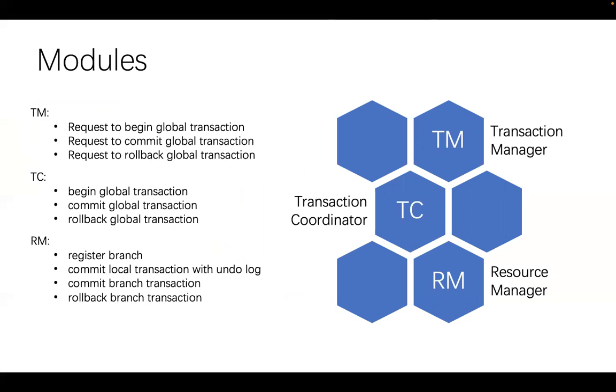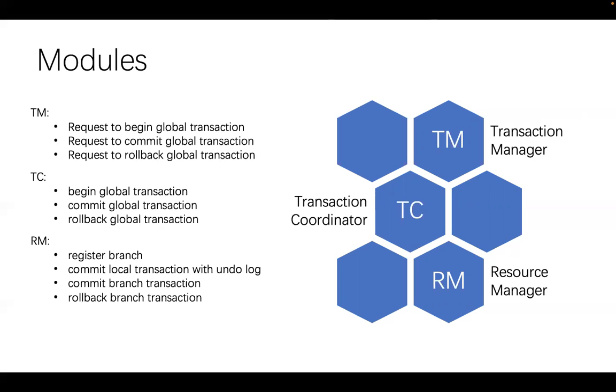So the AT transaction has three modules. One is the transaction manager. Its main function is to send requests to begin the global transaction, and also send requests to global commit and global rollback. The transaction coordinator, which is TC, begins the global transaction. It will also commit and roll back the global transaction. It will also detect the global transaction timeout and try to roll back the transaction.